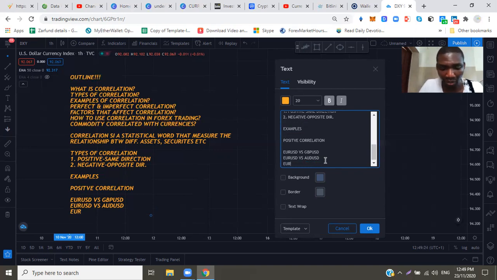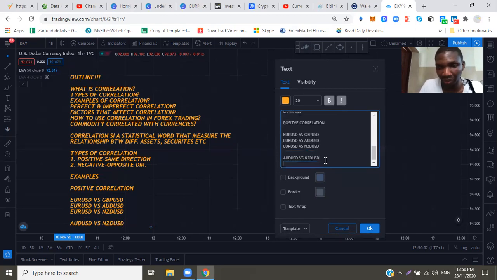Euro USD versus NZD USD. These are very positively correlated currency pairs, very correlated to Euro USD. Then you have another group: GBP USD, AUD USD versus NZD USD. These are very, very heavily correlated.